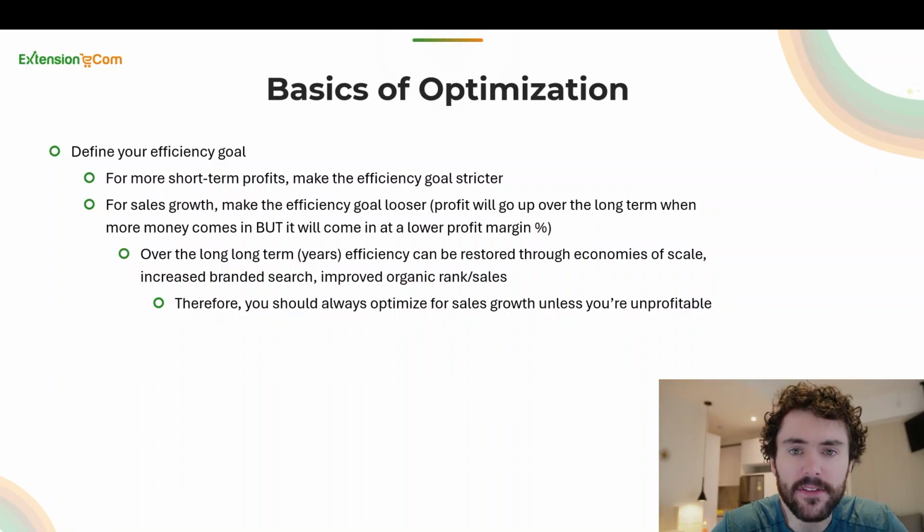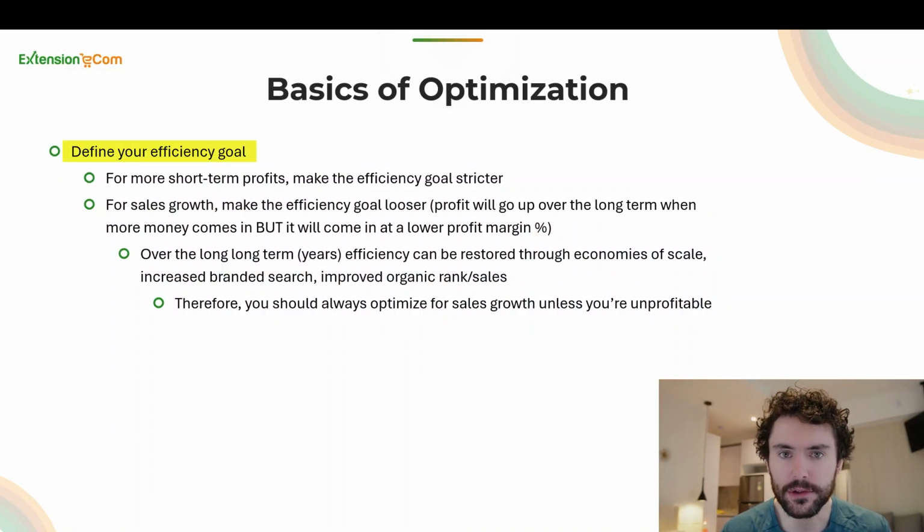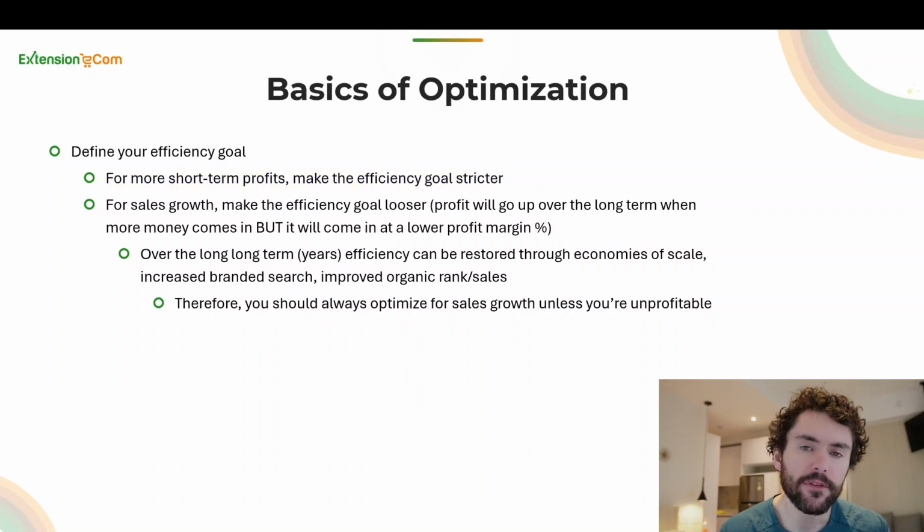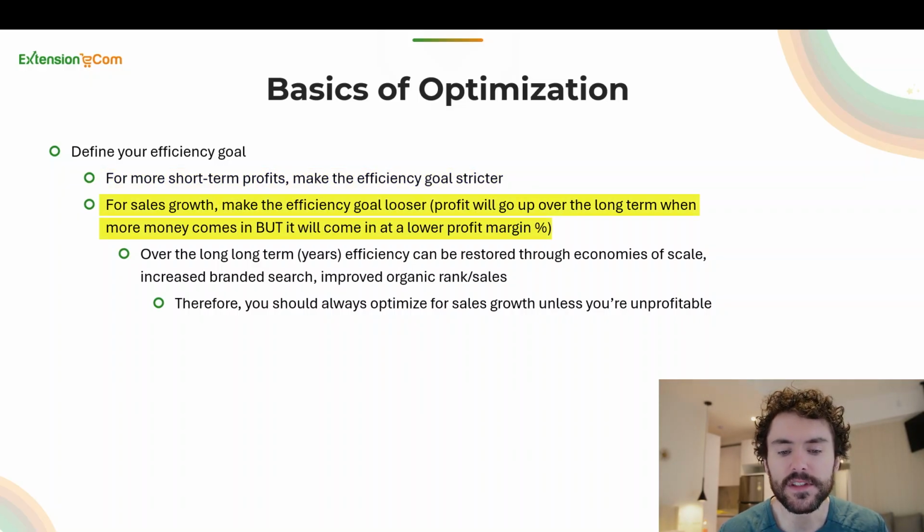So in terms of the basics of optimization, it really all starts with a goal. So you need to define your efficiency goal. Now, you need to think about two things. If you really want to focus on short-term profits, which I would not recommend, you want to make your efficiency goal stricter. And if you want to focus on sales growth, you want to make the efficiency goal looser.